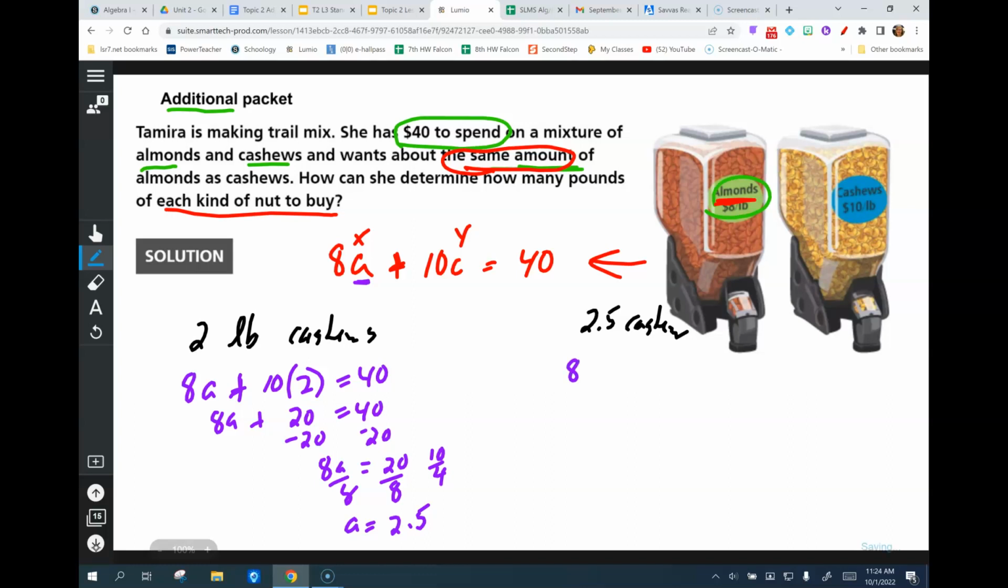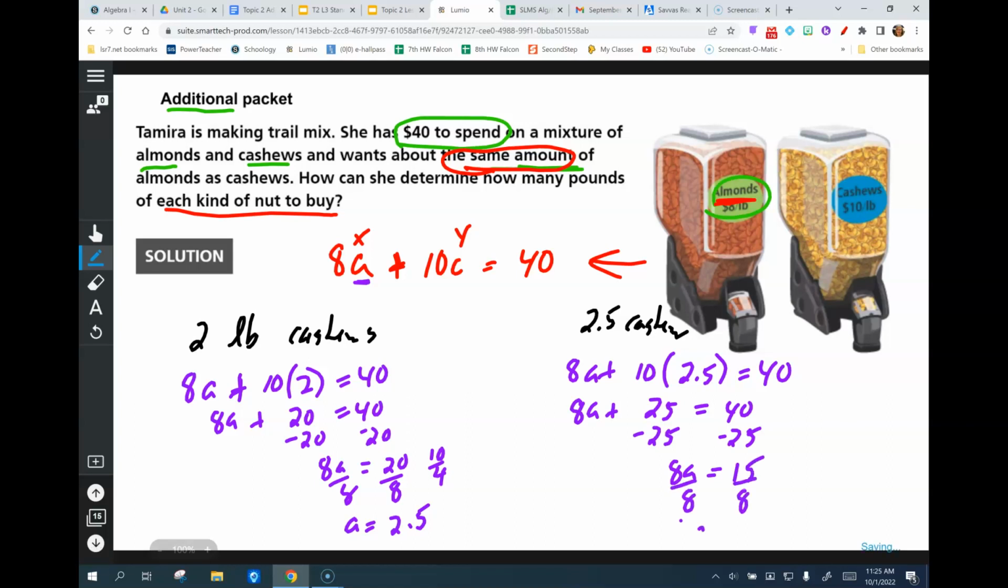So if I have 8A plus 10 times 2.5, and on a test you would want to find exactly, and that's the reason I went back to this, just in case it shows up on a test. I want to make sure that you see how to do it. Calculator. 1 and 7/8. So hold on. That turns out to be 1.875 pounds.